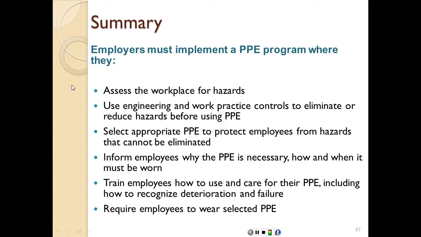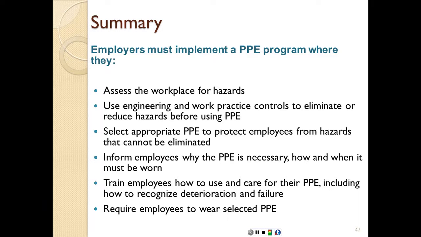So in summary, this is the conclusion of our lecture about personal protective equipment. You might be exposed to additional details through other lectures, like we have been, for example, about fall protection when we talked about the harness and the lanyard and so on. Employers must implement a PPE program where they, first of all, assess the workplace for hazards and identify what these hazards are. Use engineering and work practice controls to eliminate or reduce the hazards before using PPE. That's going to be our first line of defense. Select appropriate PPE to protect employees from hazards that cannot be eliminated, the residual hazard that we have to face.